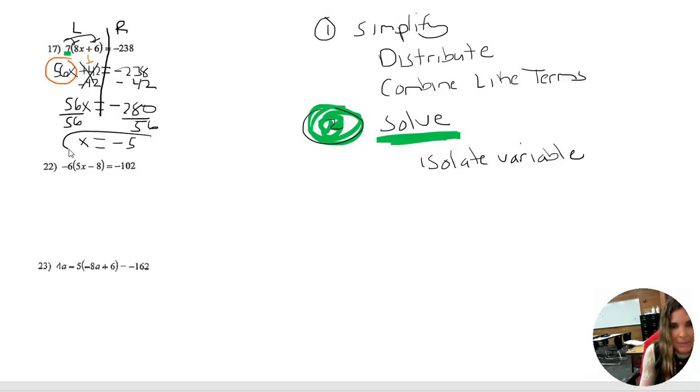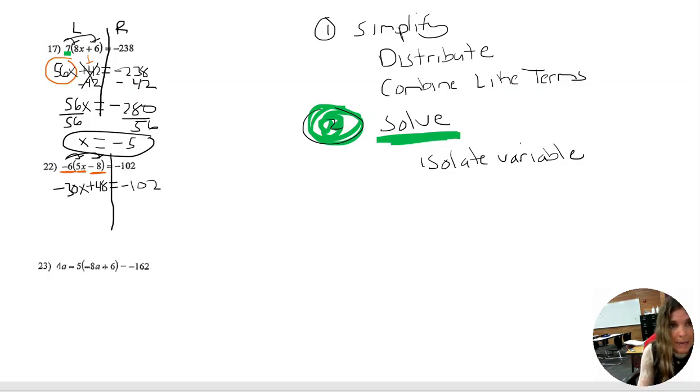Okay, so let's do another one, number 22. In this case, what you need to recognize is you've got to pay attention to your signs. This is a negative 6. This is a positive 5x. This is a negative 8. So when you solve this equation, the first thing you want to do is distribute. A negative 6 times 5x is negative 30x, and a negative 6 times a negative 8 is a positive 48. And then we have equal to negative 102.